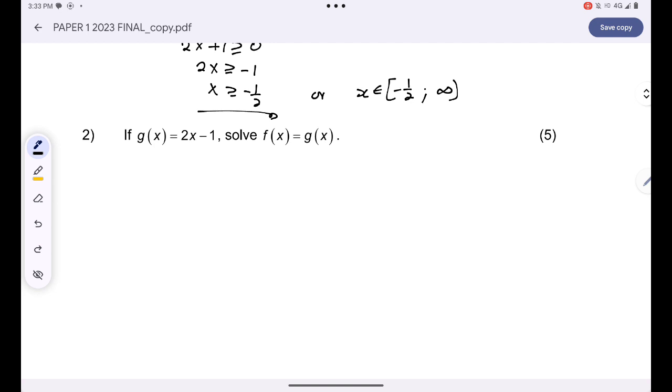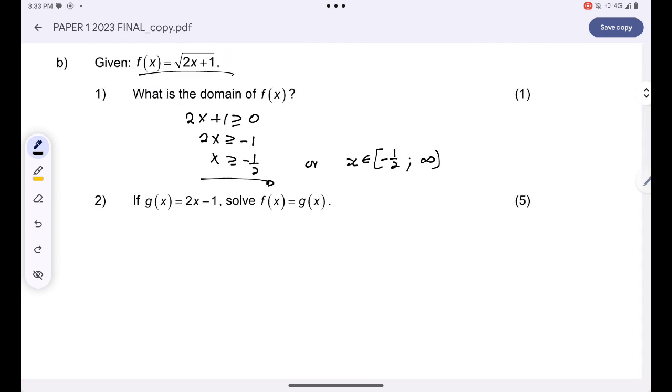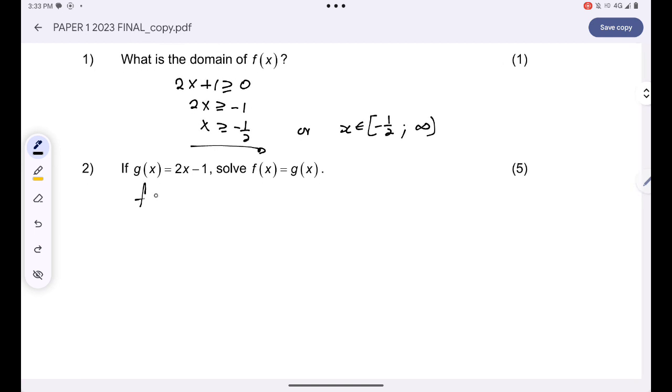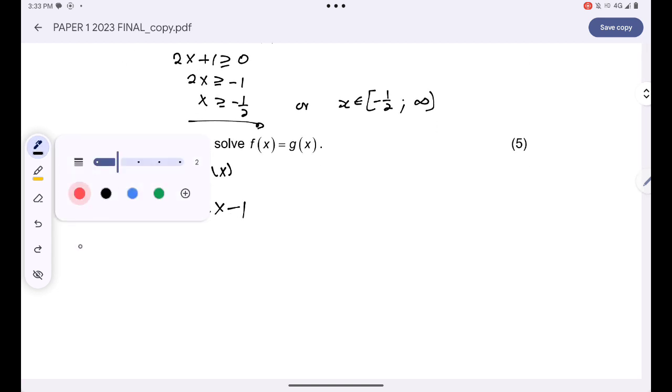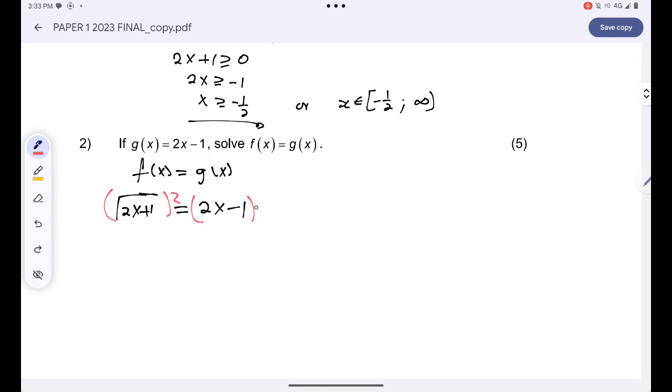Okay, and then if g of x is equal to 2x minus 1, solve x if f of x and g of x are equal. If f of x is equal to g of x, I'll simply have the square root of 2x plus 1 being equal to 2x minus 1. I can square both sides to remove the square root, because the first thing I need to do whenever I'm solving x is remove roots if I have them, remove brackets if you have them, remove fractions if you have them, and then make sure that your equation is in standard form, factorize, and then solve x.